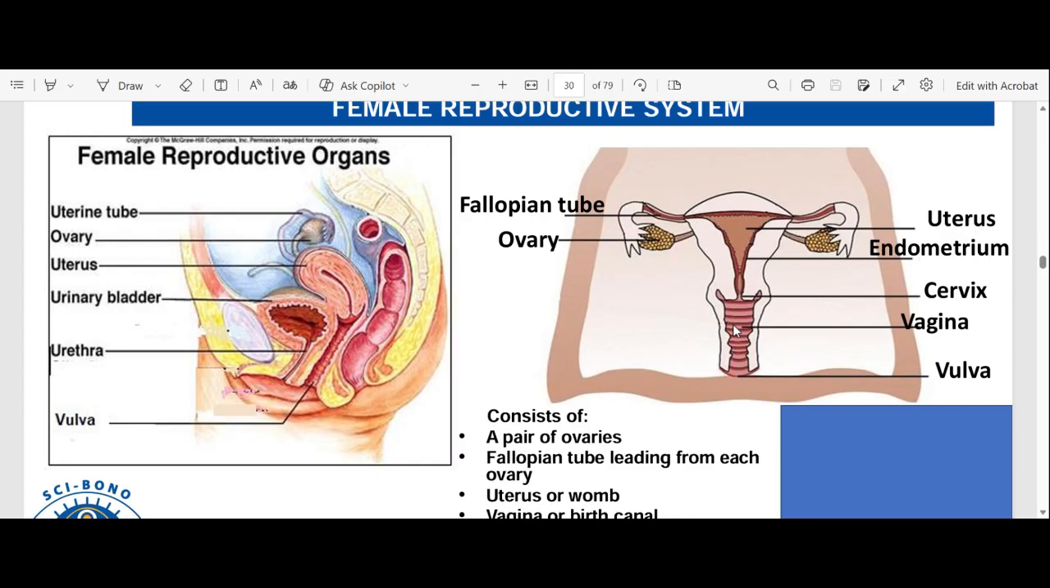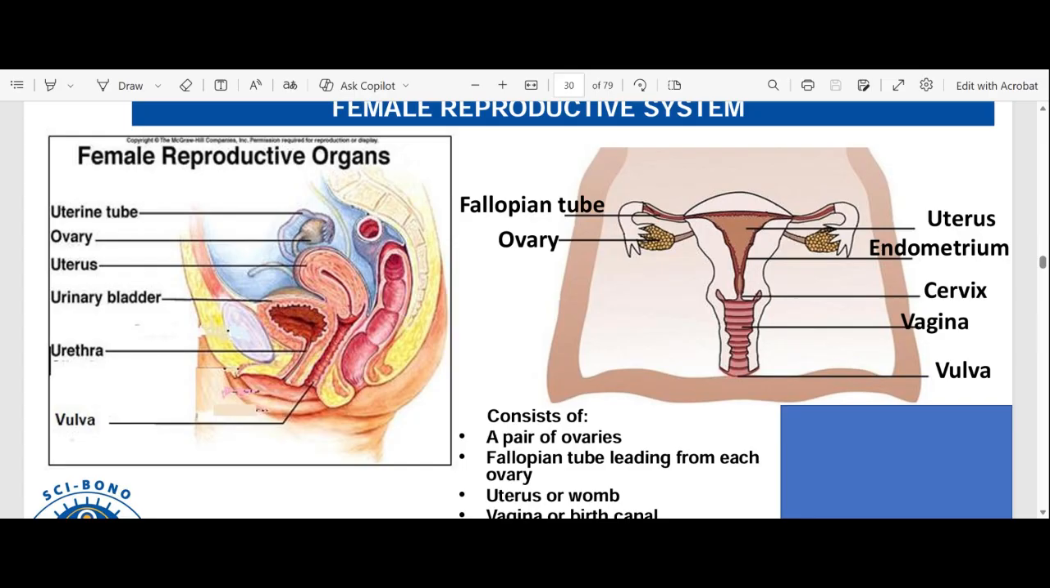Then after the cervix, we have our vagina. What's the function of the vagina? It intercepts the penis during copulation. Then after the vagina, we have an opening at the tip, right here, the vulva. They pretty much have the same function as the vagina because the vulva is part of the vagina. I hope that makes a lot of sense.